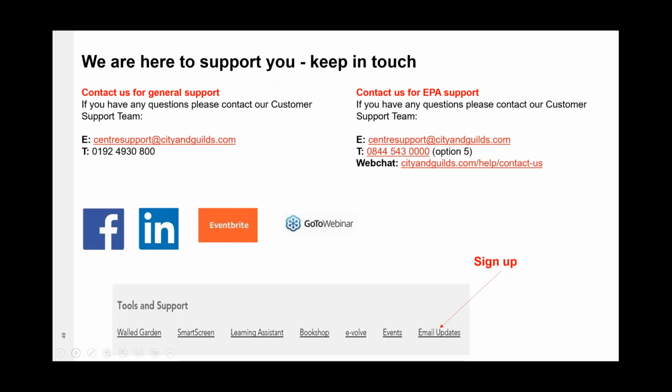I've put further support here for you. Keep in touch. I've put our centre support email address and telephone number. That's for general support. But if you want support for endpoint assessment, I've also put our support team's email and telephone number. And we do have a web chat as well for endpoint assessment, if you're into web chat.